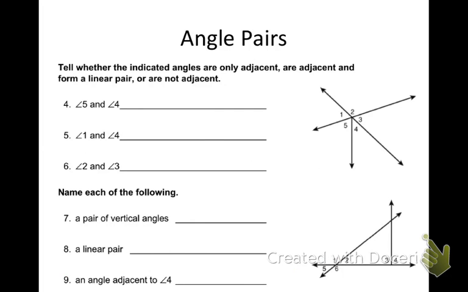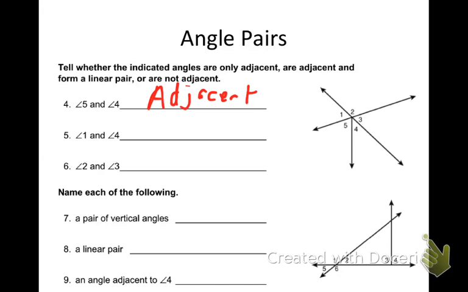Let's try some more here. I want to tell whether the indicated angles are only adjacent, form a linear pair, or are not adjacent. I want angles 5 and 4. So here's angles 5 and 4. Spencer, what are you thinking there? You say not. What's adjacent mean? They are adjacent, right? Because they are next to each other. They are sharing a side. Adjacent shares a common side. They share that common side, so they'd be adjacent.